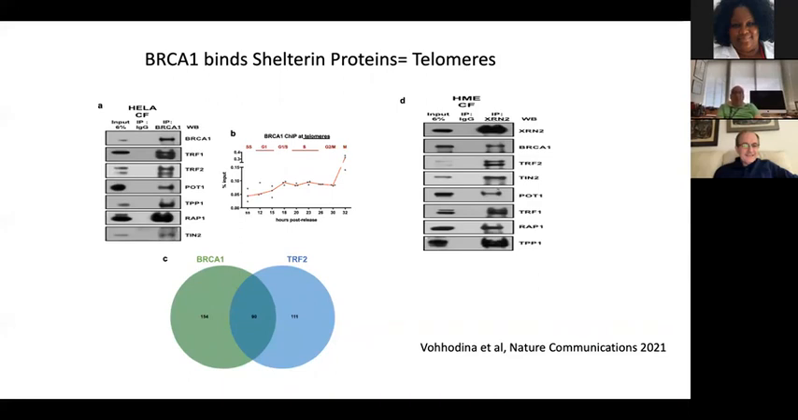They're called shelterins, first discovered by Titia de Lange. And what she found was that BRCA1 co-IPs virtually all of the known shelterin proteins: TRF1, TRF2, POT1, TPP1, RAP1, and TIN2. There's still one more, but that's a pretty good majority.